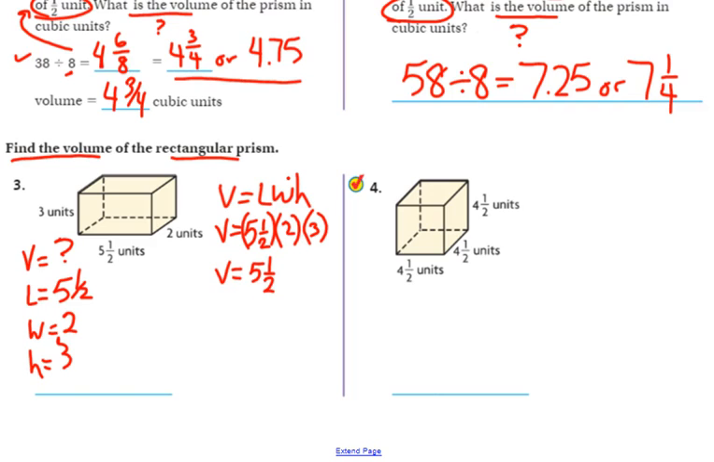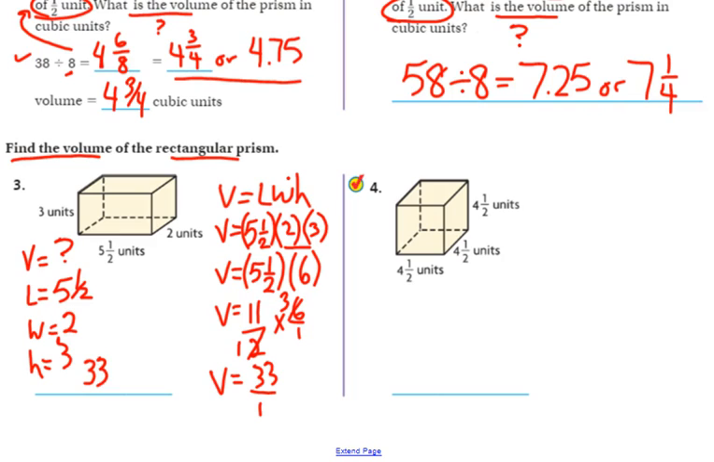5.5 times 6, taking care of this first, which would be, if we're working it out, 11 halves times 6 over 1, which gives me an answer, if I do some reducing within here, divide by 2, of 33 over 1. So I have a final answer of 33 cubic units.